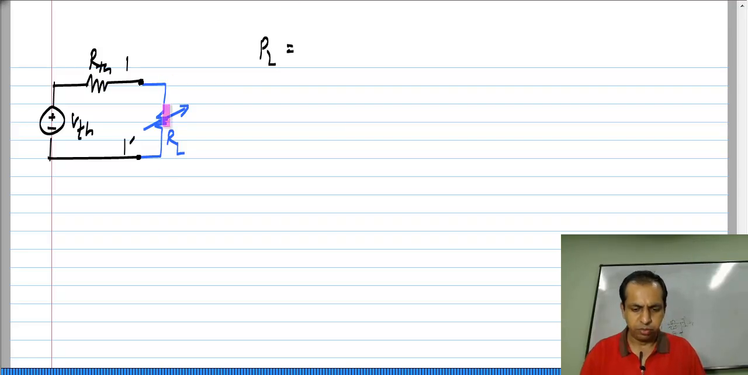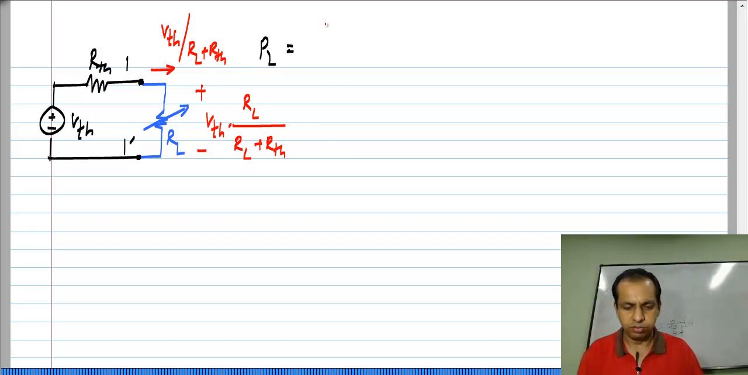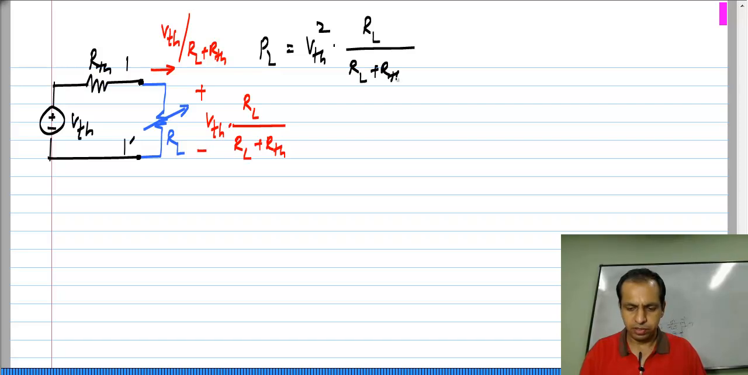PL will be equal to the voltage across RL times the current through RL. Okay. The voltage across RL from voltage divider expression is VTH times RL by RL plus RTH. The current through RL, we have VTH across RTH plus RL. So, it will be just VTH by RL plus RTH. The power PL, which is the product of the two, will be VTH square RL by (RL plus RTH) square.